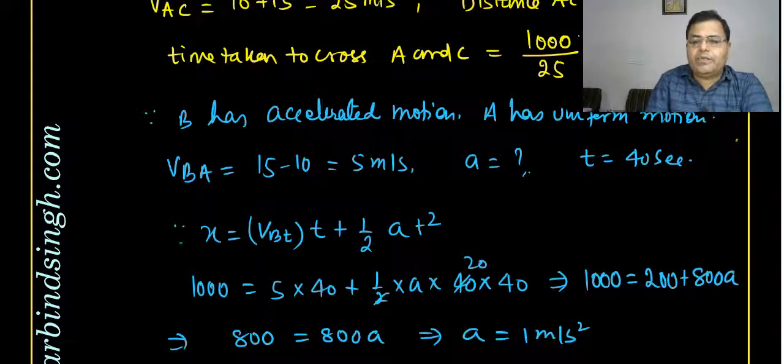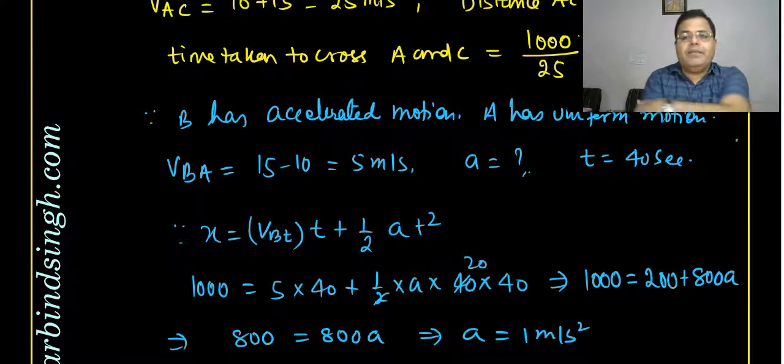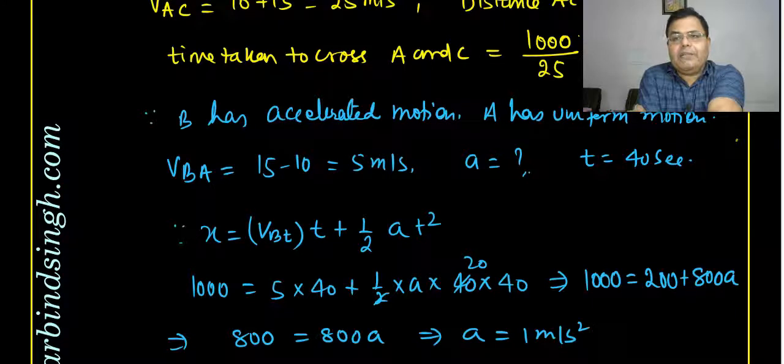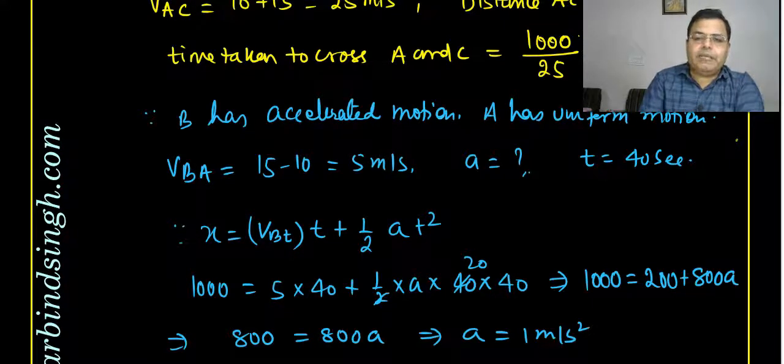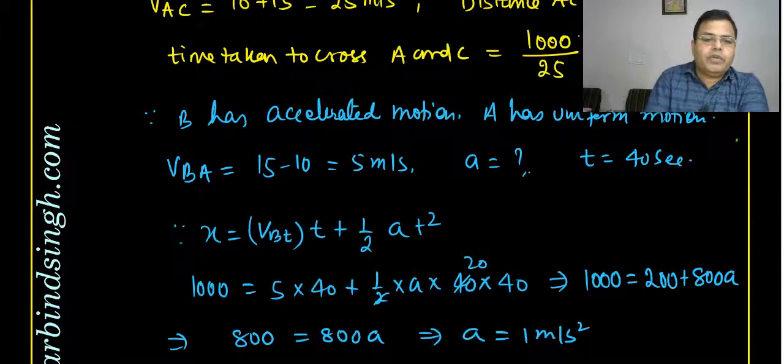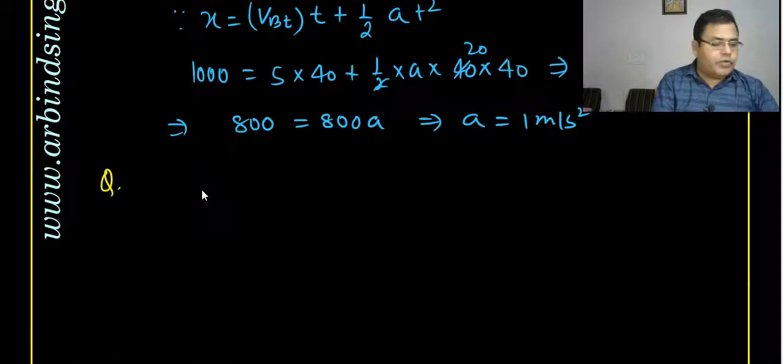If acceleration is 1 meter per second square, or slightly more than 1 meter per second square, then before reaching C, B will cross A, and that will be the answer of this question. So I hope you got it. Now let us discuss one more question.